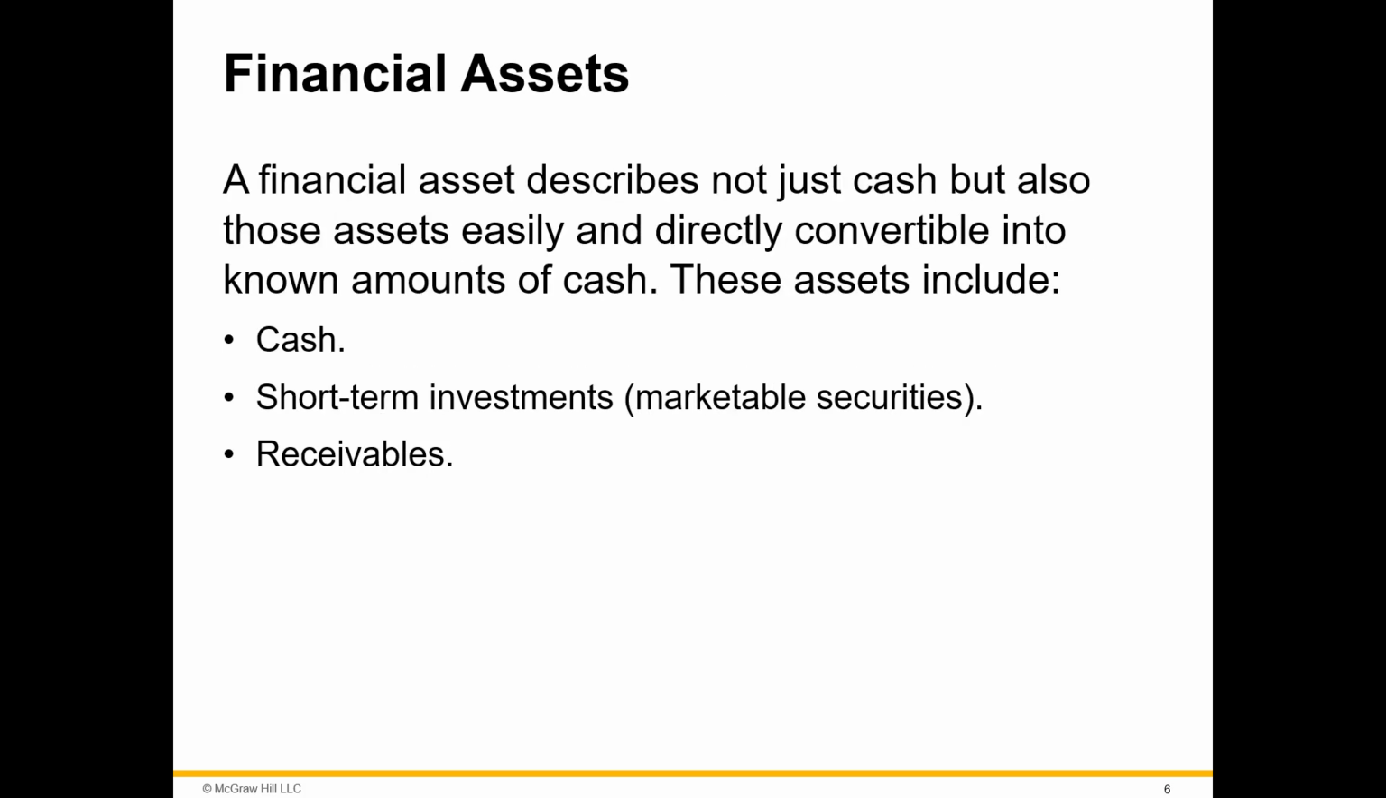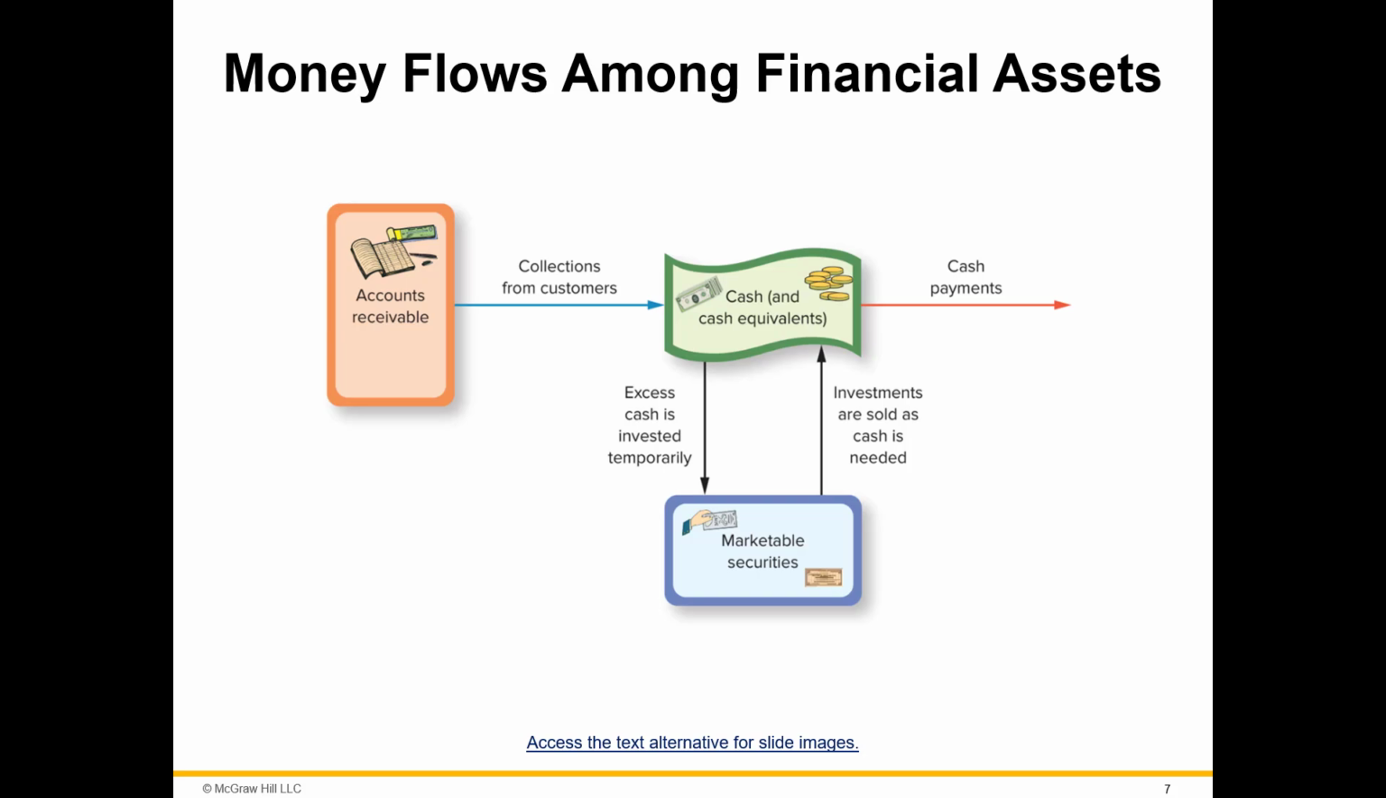Financial assets, as we just mentioned, is not just cash, but short-term investments and receivables. And these are those items that are easily and directly convertible into known amounts of cash. So short-term investment, you could take and immediately sell today, very liquid. Receivables, you actually can sell those as well, but they're likely to be turned into cash quickly and effectively. So you'll see that, for example, accounts receivable is money owed from customers, then it ends up being paid and becomes cash and cash equivalents, and then we use that cash to make cash payments.